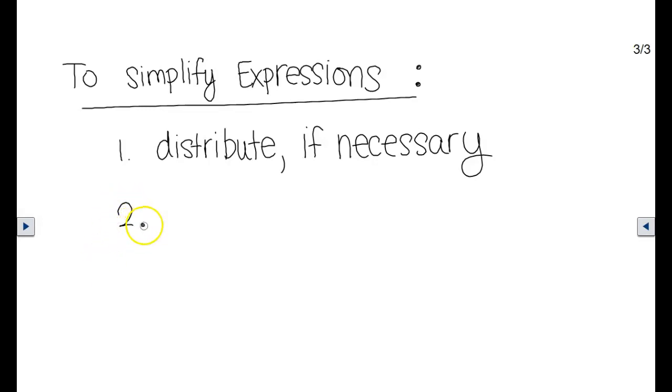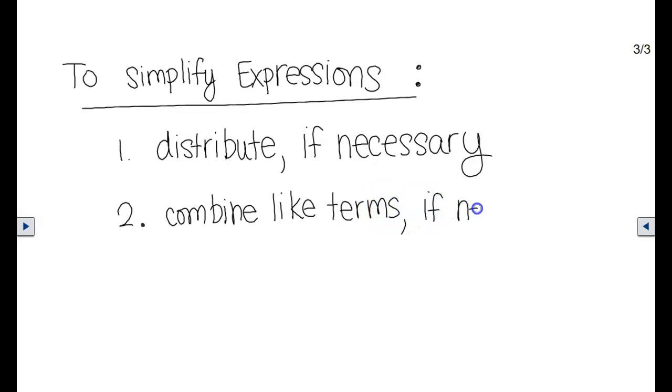In simplifying, step 2 is to combine like terms. And again, we're going to add on here at the end, if necessary. So we will look at the terms that we have and see if any of them have exactly the same variable part. And if we see that they do, then we will combine those. So from here on out, when you see the word simplify, I want you to distribute if necessary, and then combine like terms if necessary.